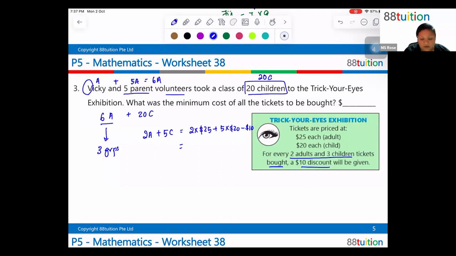So for one set, this is one group. For one group of 2 adults and 5 children, it will cost a total of how much? How much will it cost?